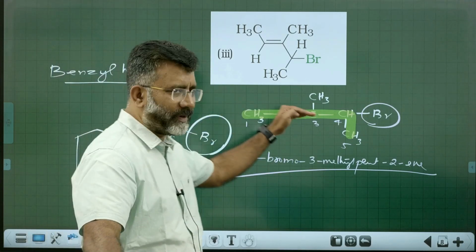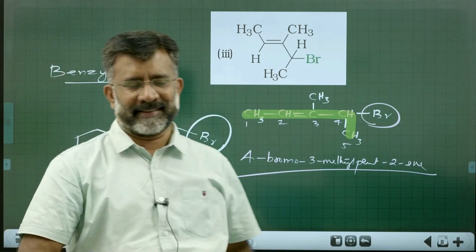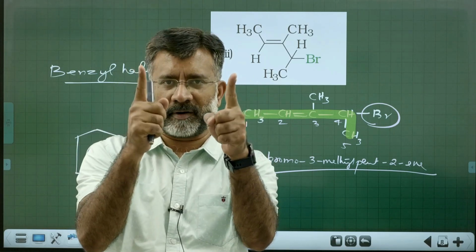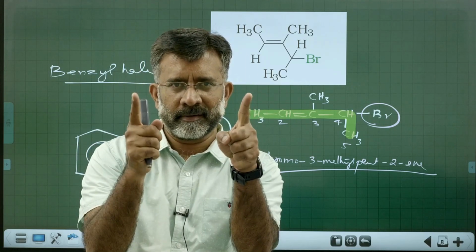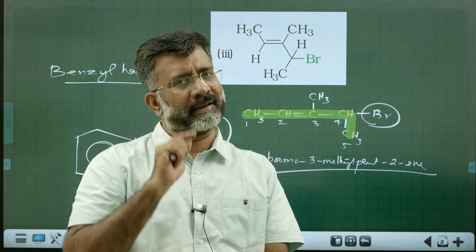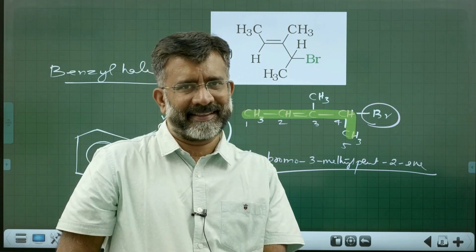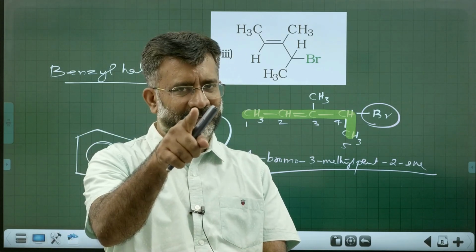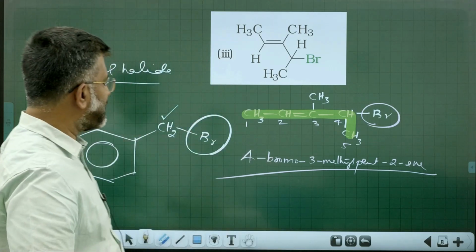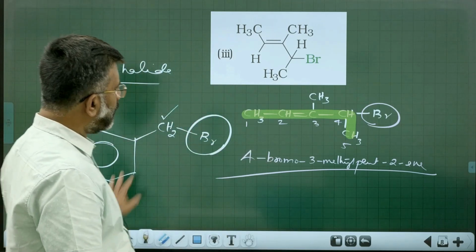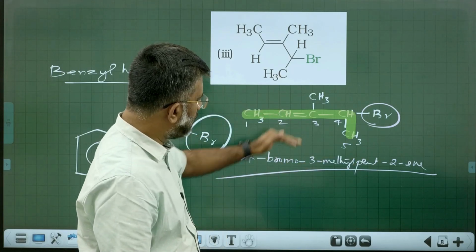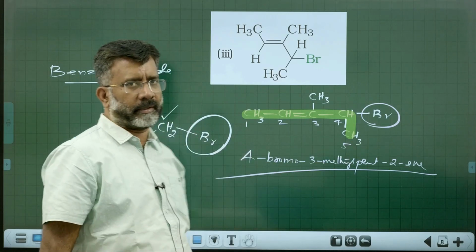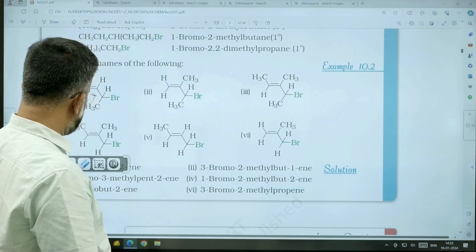Why are we numbering from the left side? There is a methyl group, there is a bromine, and there is a double bond. Priority will be for the double bond. When there is a halogen and a double bond, the double bond gets the priority. When there is an OH and a double bond, OH gets the priority. Please understand, don't forget. So, considering the priorities, we number from this side and get the compound 4-bromo-3-methylpent-2-ene, right?